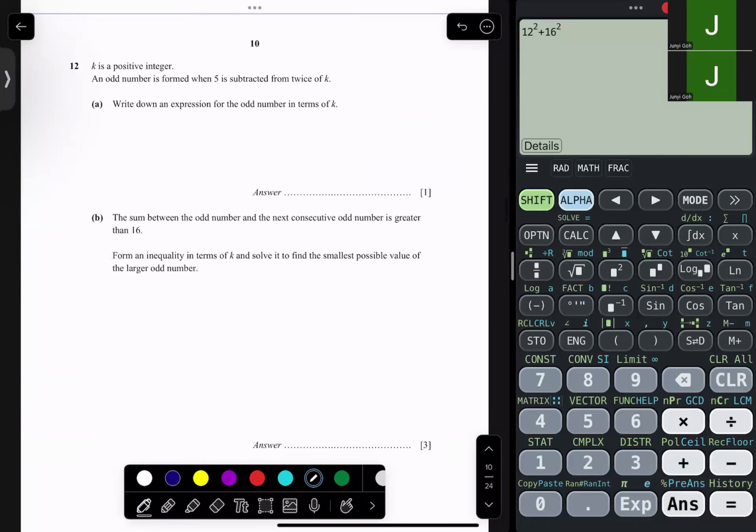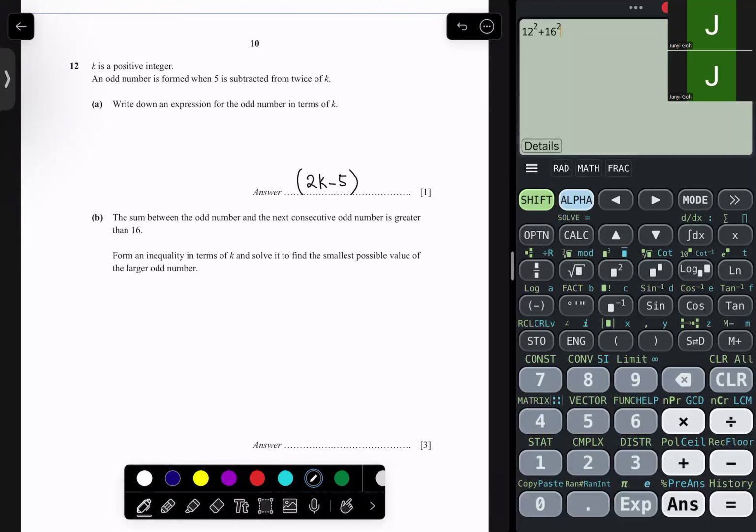Question 4. K is a positive integer. An odd number is formed when 5 is subtracted from twice of k. Write down an expression for the odd number in terms of k. That is pretty straightforward. It's just 2k minus 5. Nothing, no trickery around it, right?